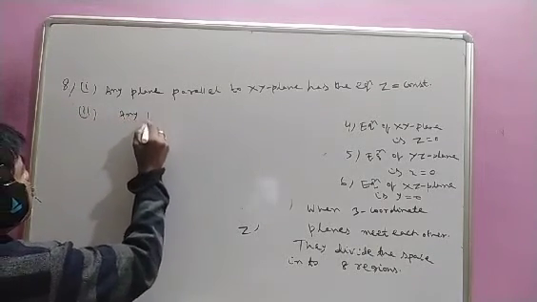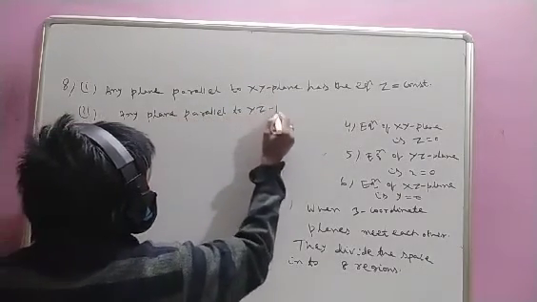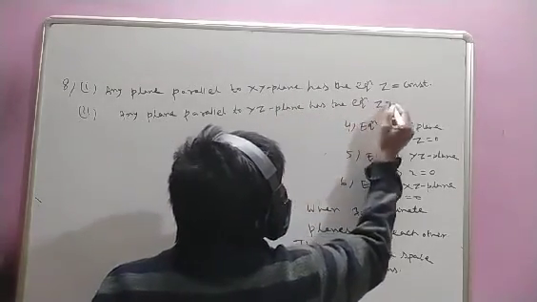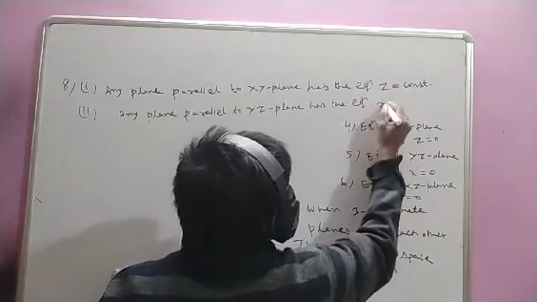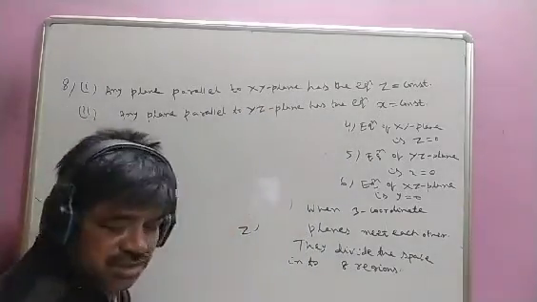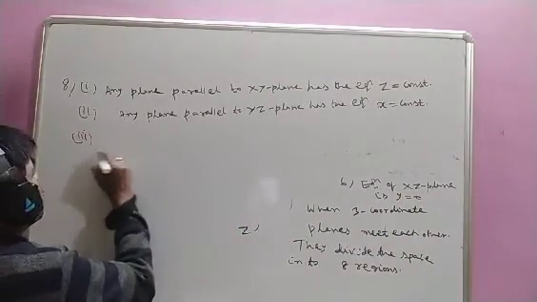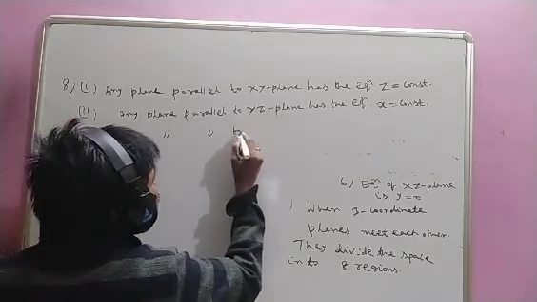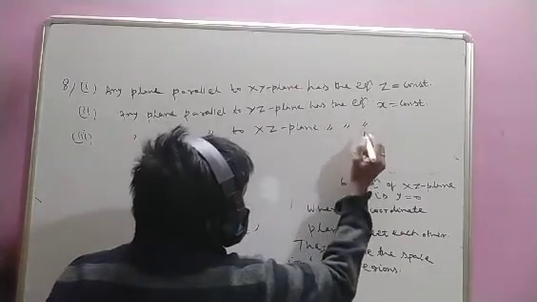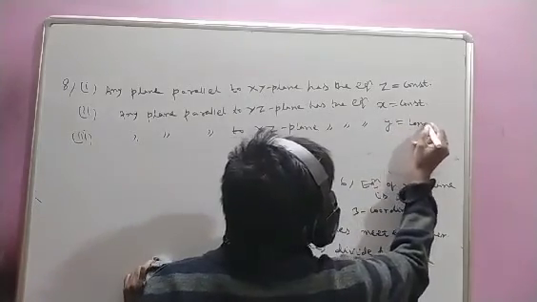Second bit you write: any plane parallel to yz plane has the equation x is equal to constant. Okay, x is equal to constant. Any plane parallel to this, the yz plane, has the equation x is equal to constant. Then you write the third bit: any plane parallel to the xz plane has the equation y is equal to constant.